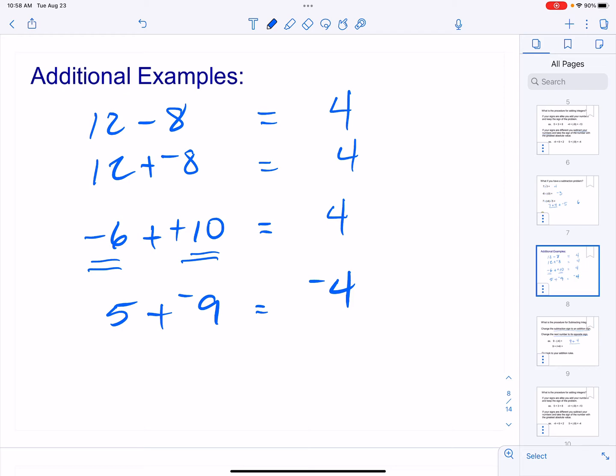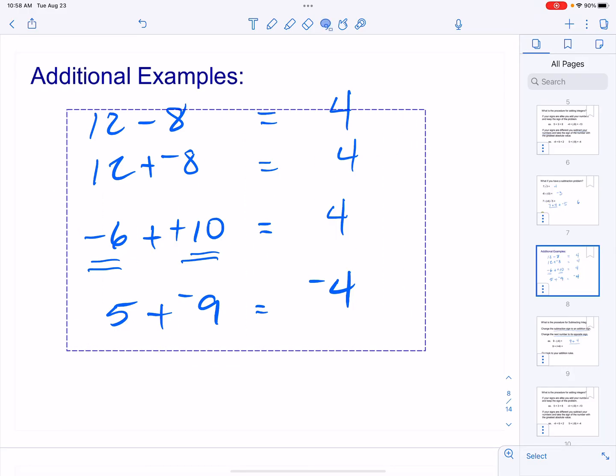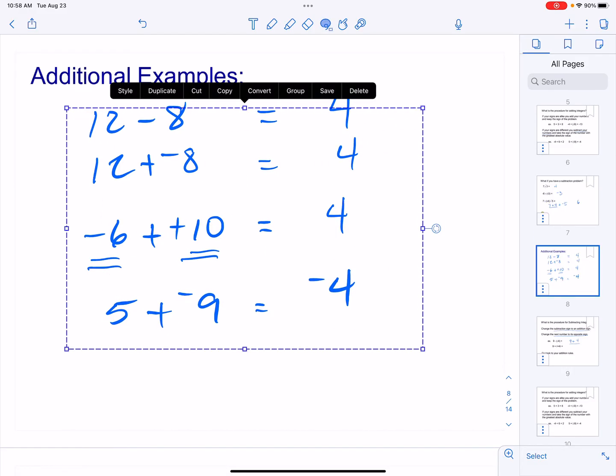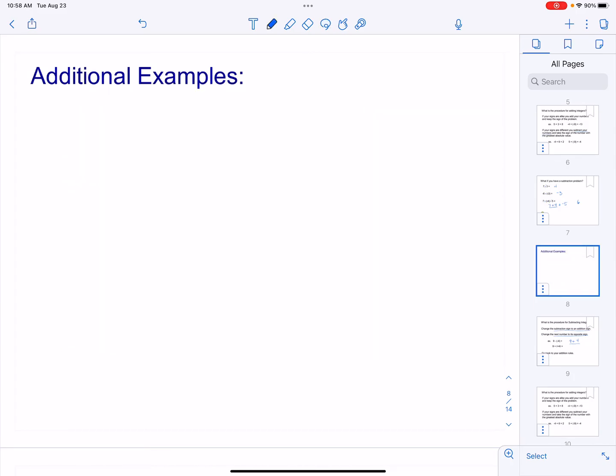Okay? Now, let's do one last question. Let me erase this screen real quick. And one last one. What if I gave you something like this? This is a fun problem here. So 3 minus negative 2 minus 4 minus negative 8 minus negative 3 minus 6. What if I gave you something like that?